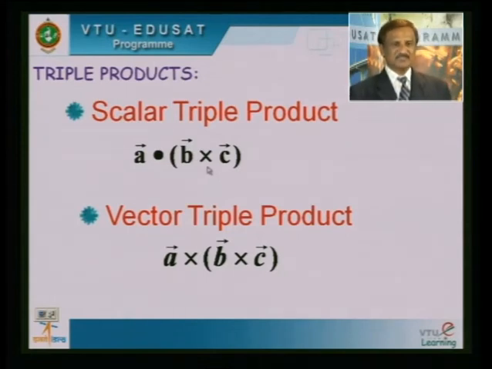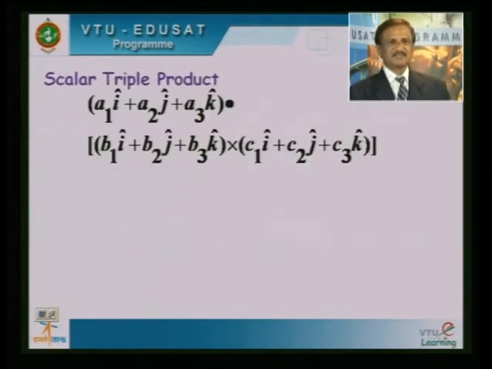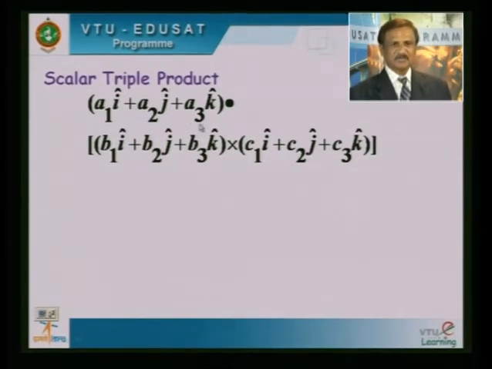You want to use the previous results because you are already familiar with B cross C. B is one vector, C is another vector. Suppose you want to calculate B cross C, how do we calculate it? That is familiar, is it clear? Now, using that knowledge, you want to define A dot B cross C. For example, consider components A1 i, A2 j plus A3 k, that is the vector A, dot another vector B and C: B1 i, B2 j plus B3 k cross C1 i, C2 j, C3 k. Is it clear? Now you assume that they have given three vectors.